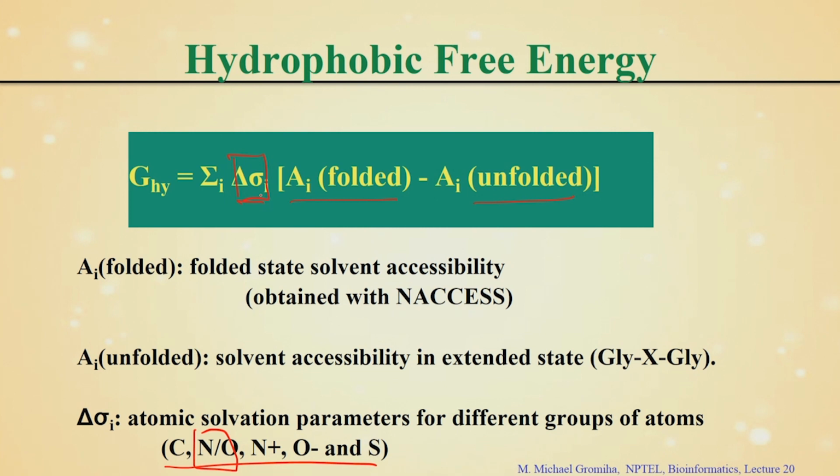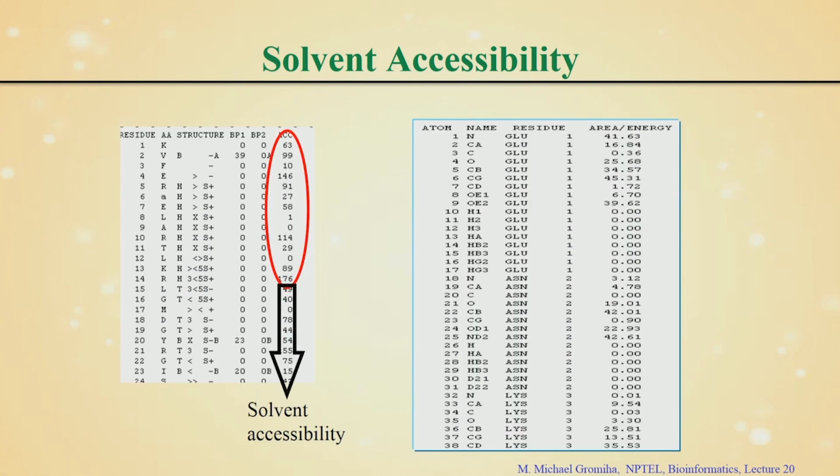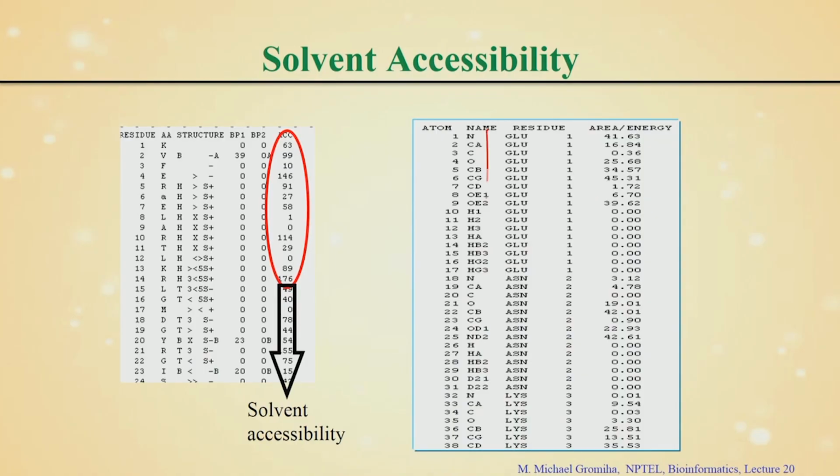It is very simple. Now, the question is how to get this delta sigma_i. I will show you the accessibility. The accessibility criterion we know: a rolling water molecule shows how accessible each atom is to the solvent. Here is a figure you are familiar with now. You can see these residues are in the interior and these residues are at the surface, and if you run the program you can get the values, either residue-wise accessibility or atom-wise accessibility. For calculating this hydrophobic free energy, which data is required, atom-wise or residue-wise? Atom-wise. So, you can see different atoms, and you can use these values to calculate the hydrophobic free energy.